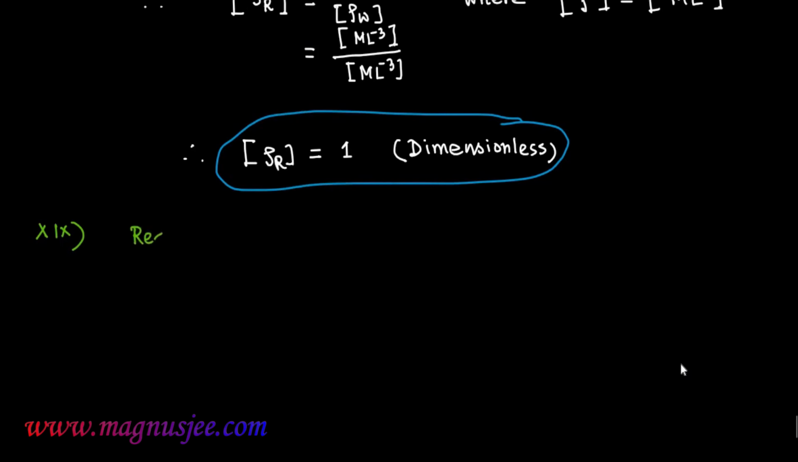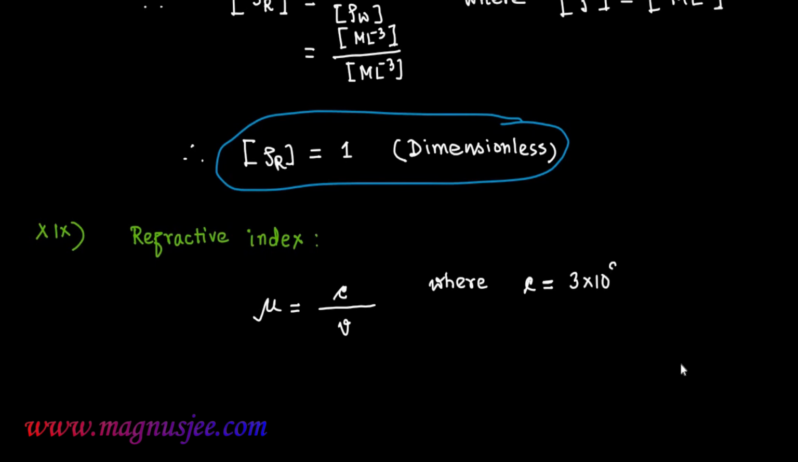Number 19, the quantity is refractive index. Refractive index mu is the ratio of C and V. That means mu equals C by V, where the value of C equals 3 into 10 to the power 8 meter per second.